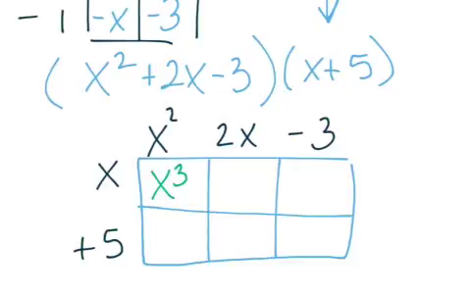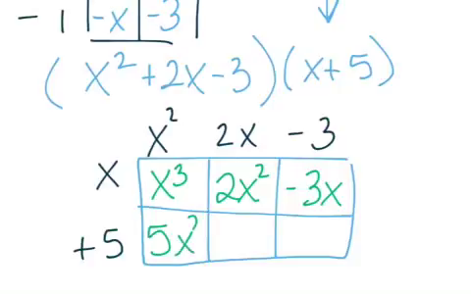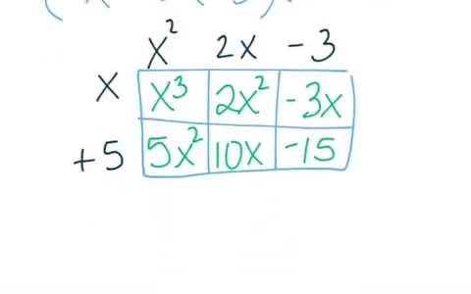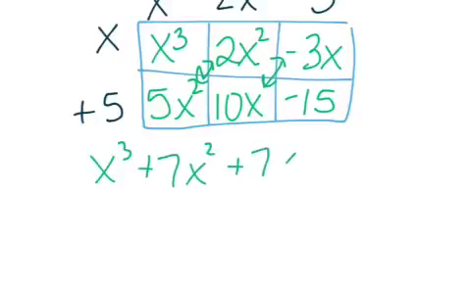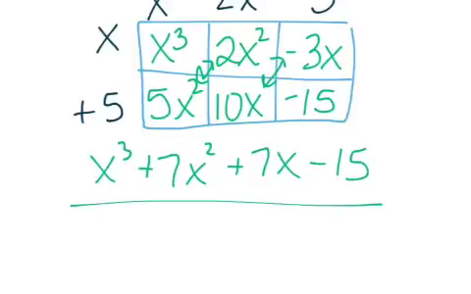So that gives me x cubed, a 2x squared, a negative 3x, a 5x squared, a 10x, and a negative 15. So now again, we combine all the like terms inside. So I've got x to the third plus 7x squared plus 7x minus 15 altogether. All right, I'd like you to try part B.